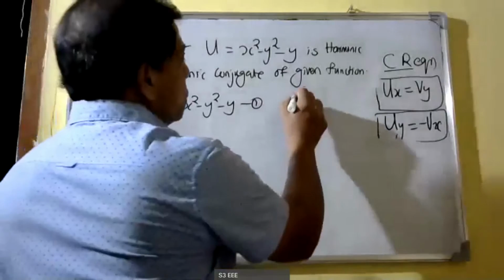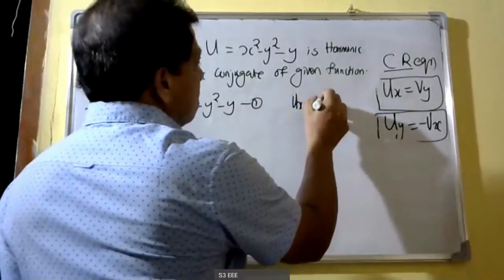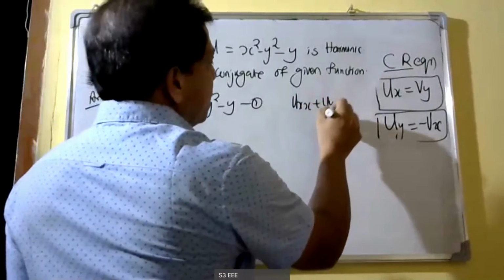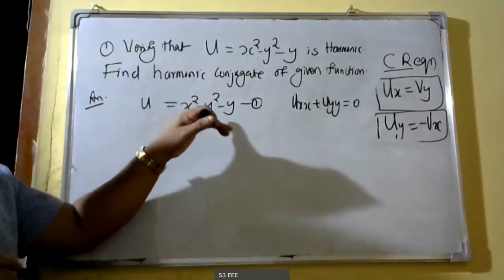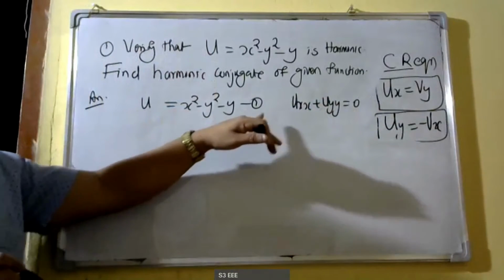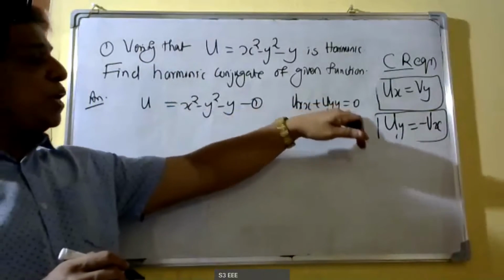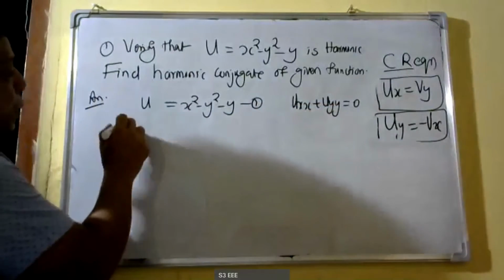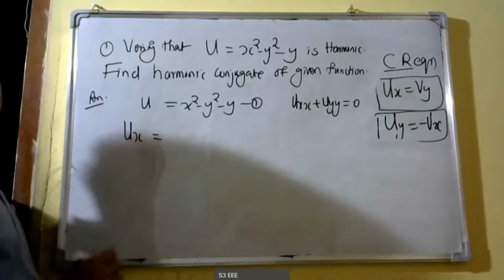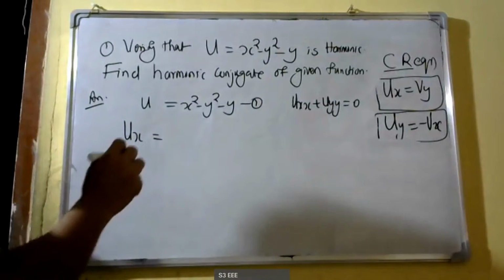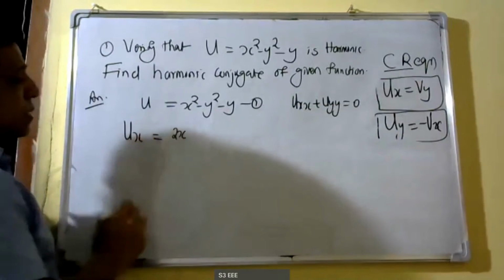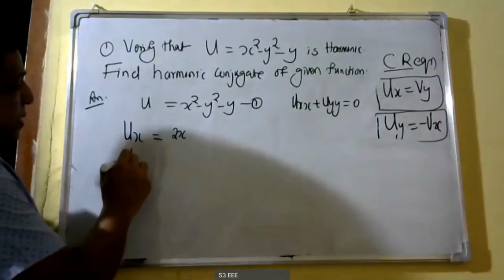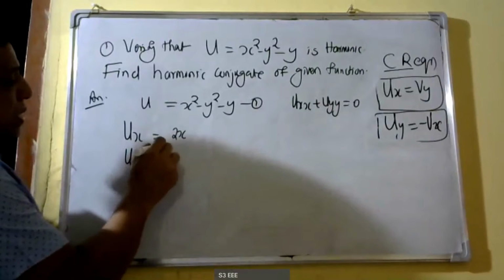To show that u is harmonic, we have to show that uxx plus uyy is equal to 0. Then ux is equal to, differentiating partially with respect to x, 2x. uxx is equal to 2.